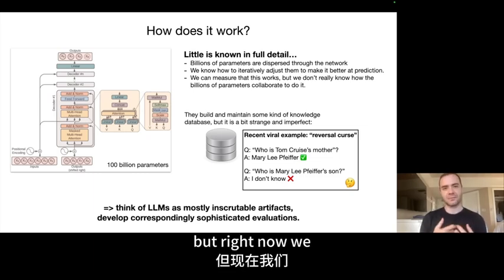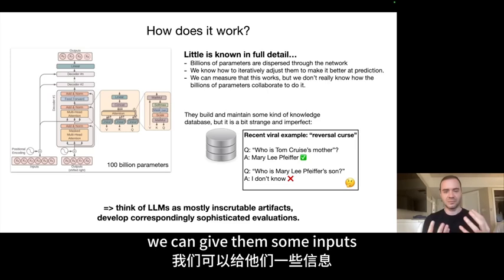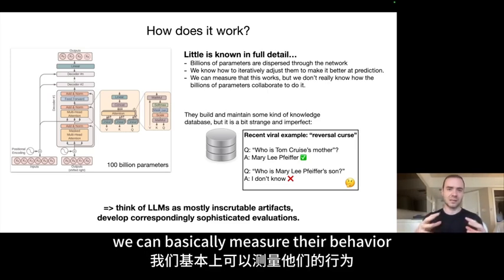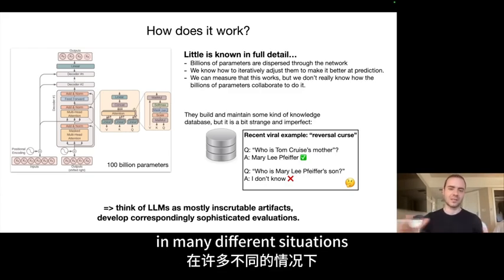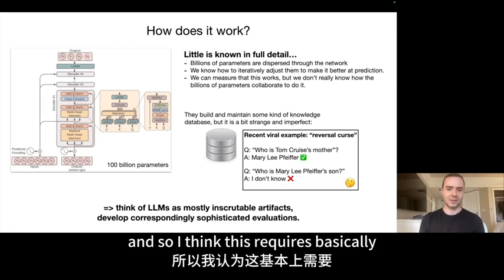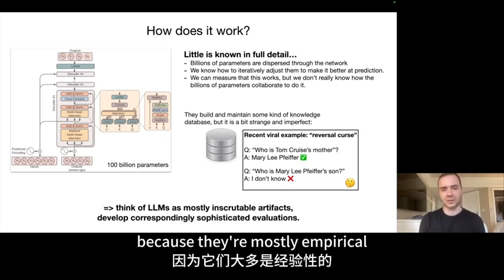Right now we mostly treat them as empirical artifacts. We can give them some inputs and we can measure the outputs. We can basically measure their behavior. We can look at the text that they generate in many different situations. And so I think this requires correspondingly sophisticated evaluations to work with these models, because they're mostly empirical.